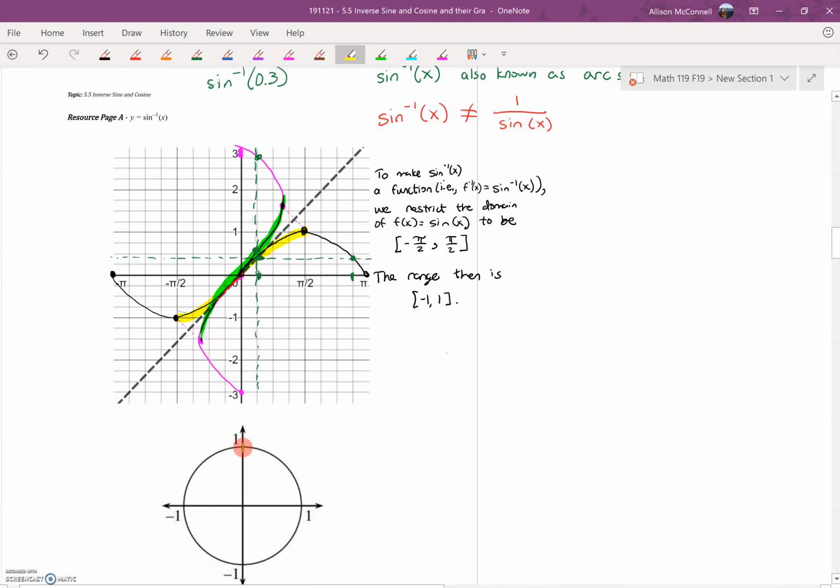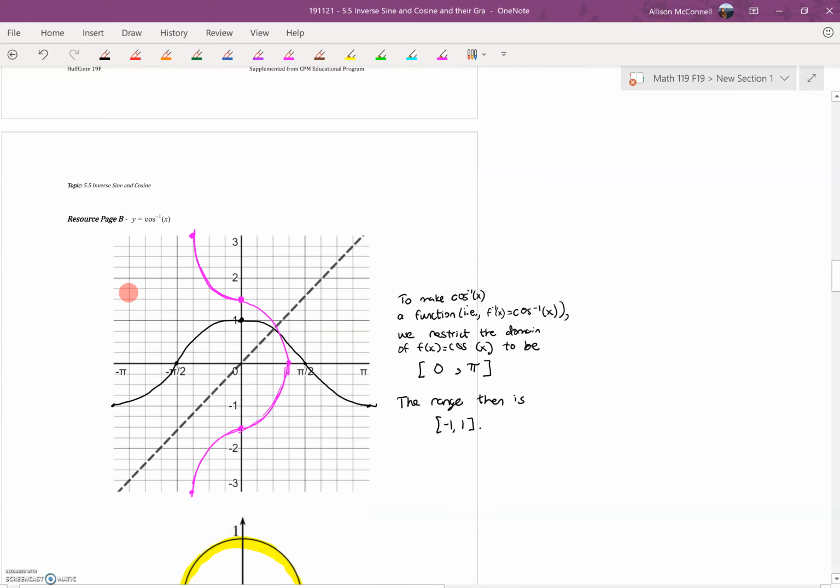And so on the unit circle, that domain restriction from negative pi over 2 to pi over 2, we see that here. So we see that rotation happening here. Remember that negative pi over 2 just means we are going in the opposite direction, and positive pi over 2 is the positive direction. Positive direction being counterclockwise and the negative direction being clockwise.